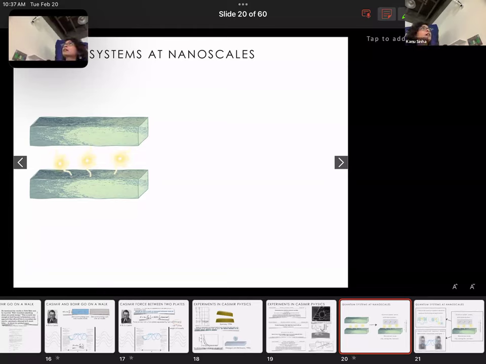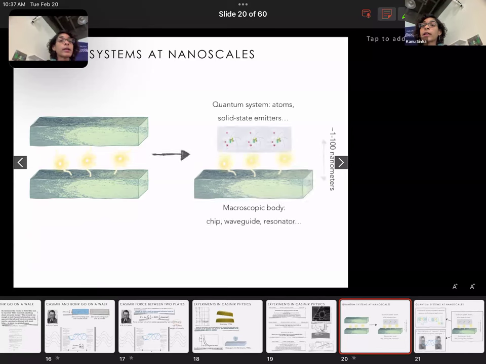Now, as we go towards nanoscales and shrink these systems down, in particular as our systems become quantum, we are considering these boundaries to be quantum in some way. As in, they can exist in superpositions, they can exist in entangled states. Then the question becomes, how do you describe all these fluctuation forces and other fluctuation-induced effects at these scales and in these quantum systems in particular?